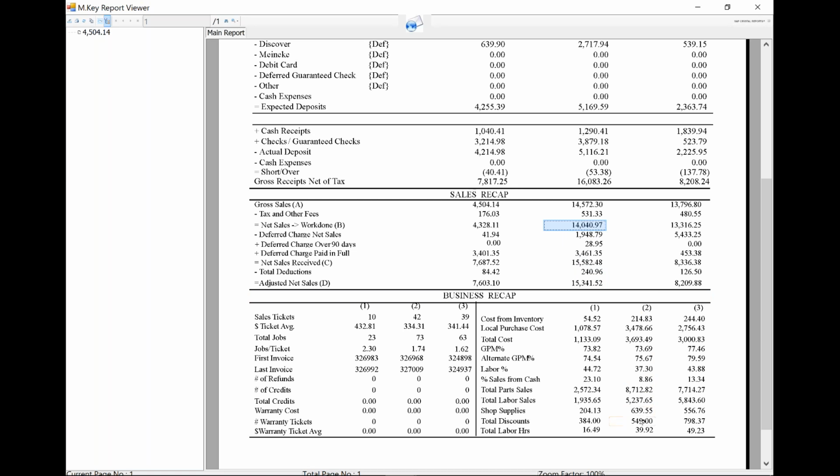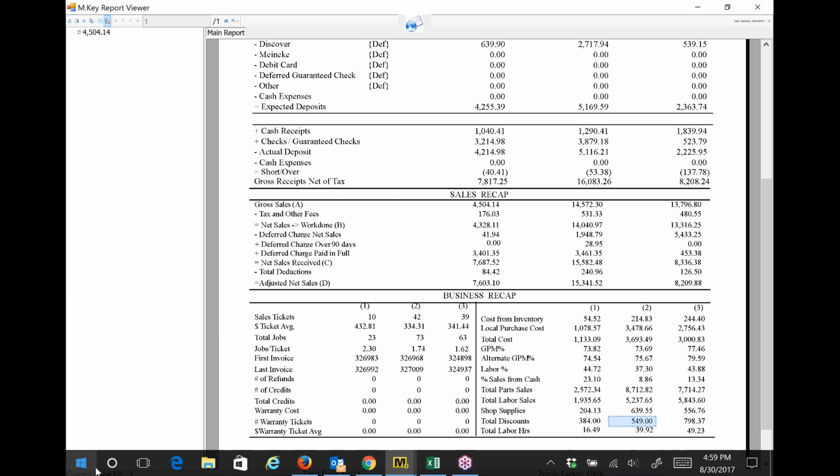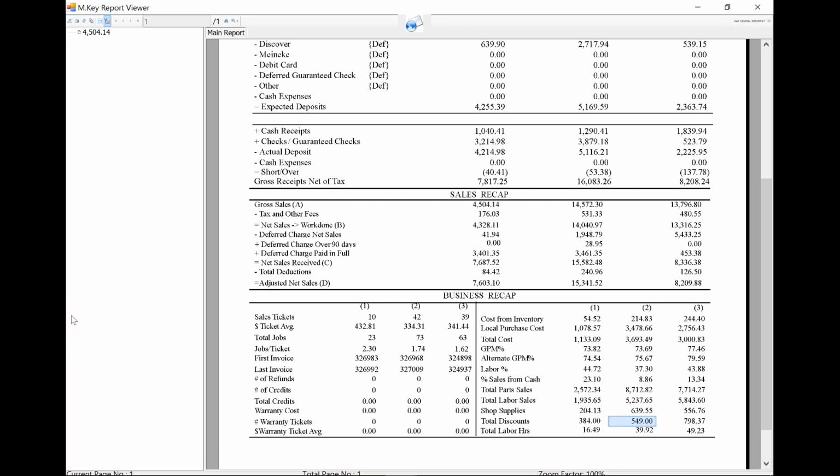And then the same way with discounts. You do not want discounts to be 5%. You want it less than 5%. It is, and so that's a great thing. So that is your sales summary report, which prints on your end of day.